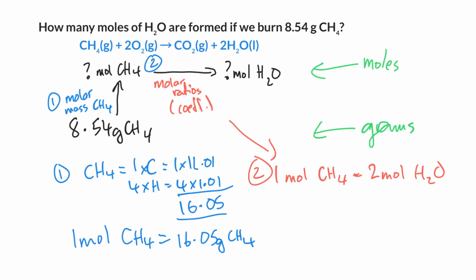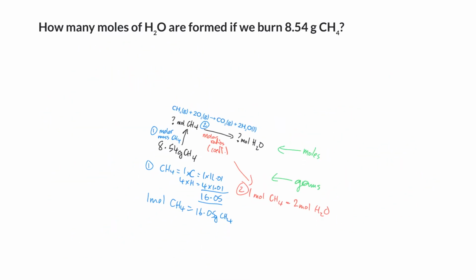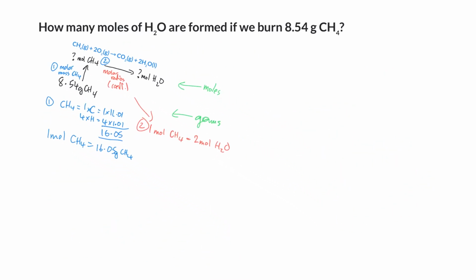So let's go ahead and clean ourselves a little bit of space. Let's see, can I scrunch this up? Okay, yeah, I can throw it up like that. So there's my old work right there. So what am I going to do here? I'm going to take my 8.54 grams of methane, and I'm going to do conversion 1.